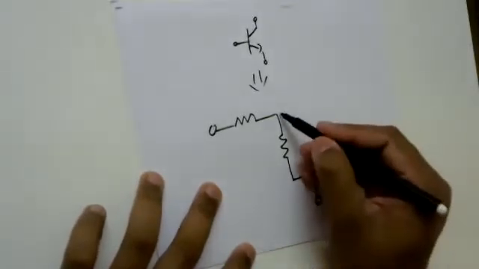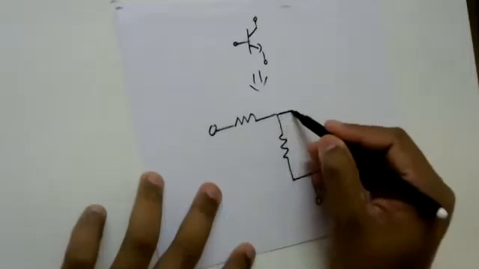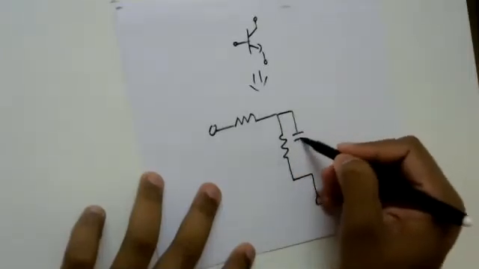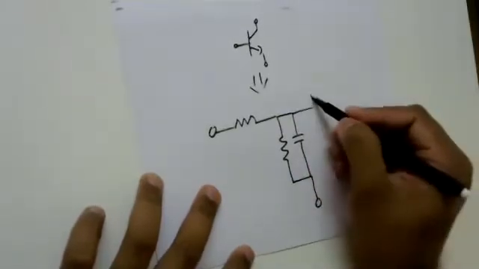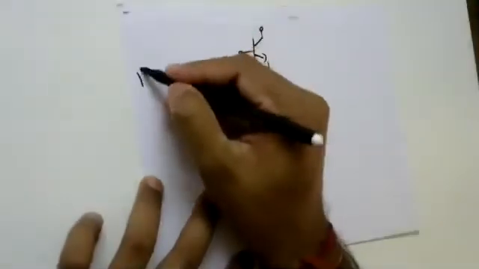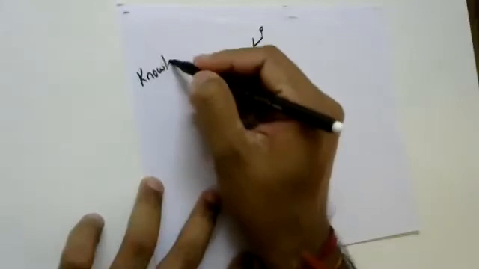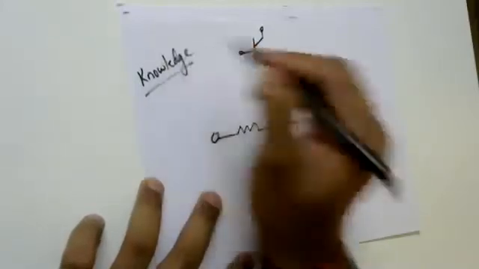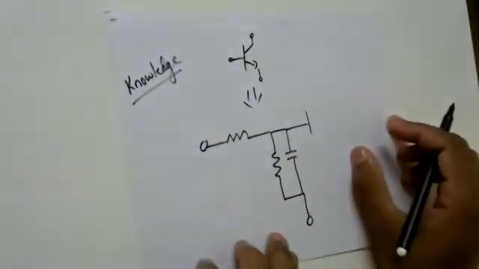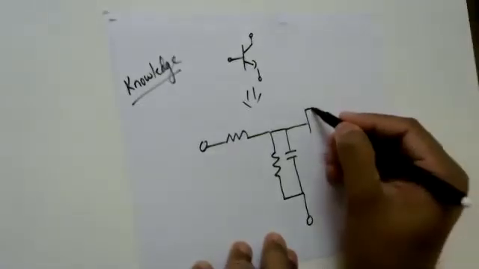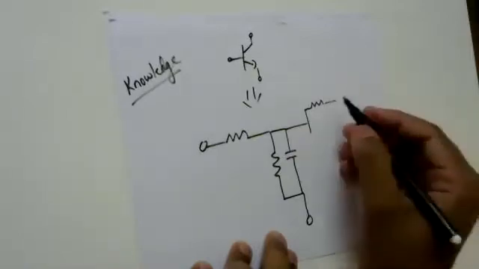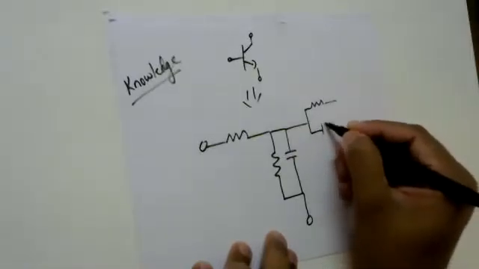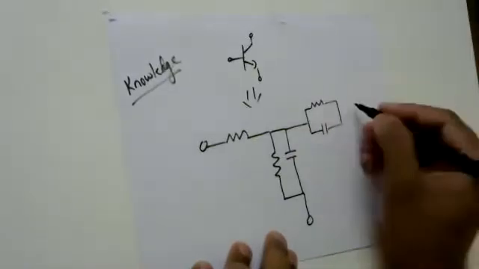Then further, I'll be having one diffusion capacitance, which is being shown over here. This is just for a knowledge perspective. Apart from the syllabus, it's for your knowledge perspective. Then further, I'll be having a resistance between your base and collector, a capacitance over here.